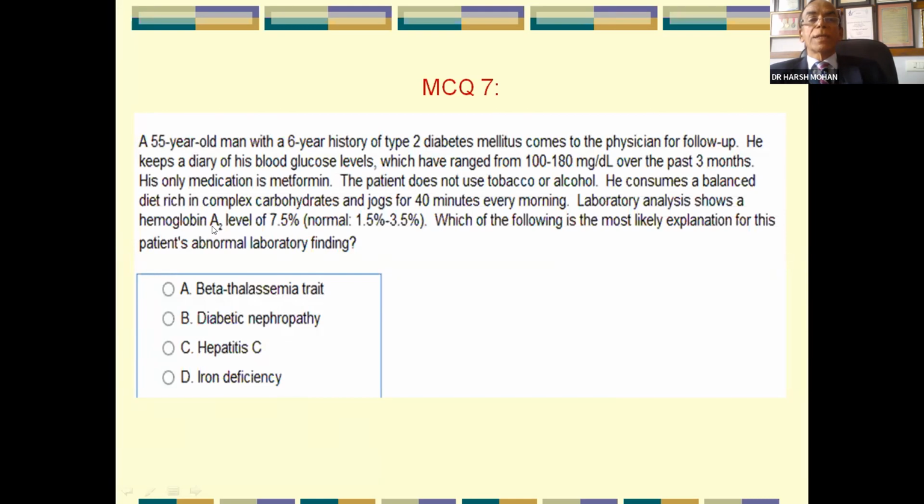HbA2 and not HbA1c, because lab analysis shows an HbA2 level of 7.5% and not HbA1c. The learner, if looking at it superficially, will think of it as diabetic nephropathy, that there is 7.5% HbA1c, but it's not HbA1c, it's HbA2. So therefore, the answer is beta thalassemia trait in this case, and not diabetic nephropathy. So this assesses the sharpness and analytical approach of the learner.